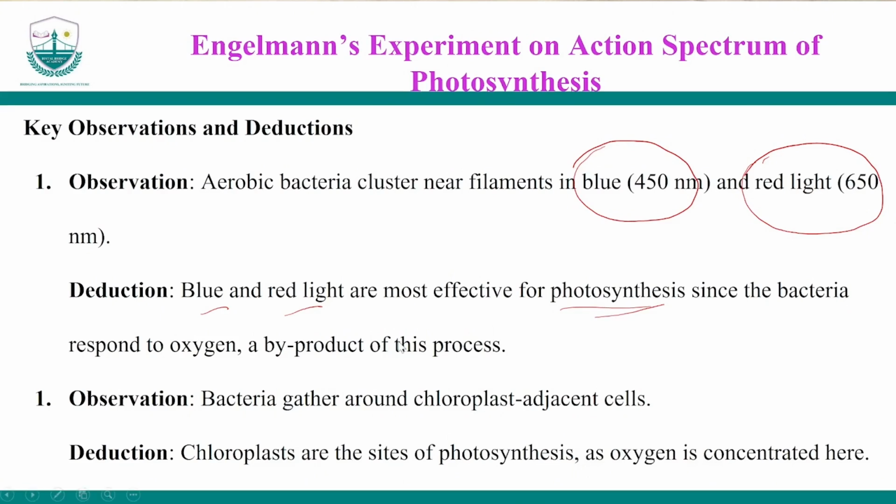Okay, so the other observation that was made is that when these bacteria were clustering around the blue and red wavelength where that illumination was, he also saw that they were actually around the chloroplast, and that is another deduction that can be made, that the chloroplasts are the site for photosynthesis, because that's where the bacteria actually went.